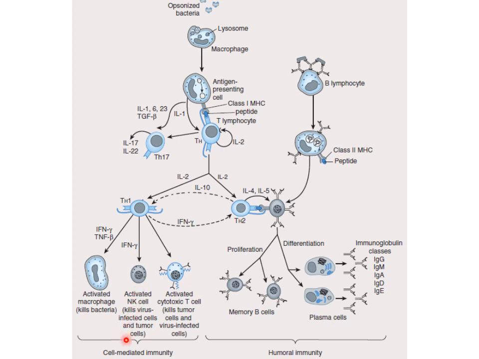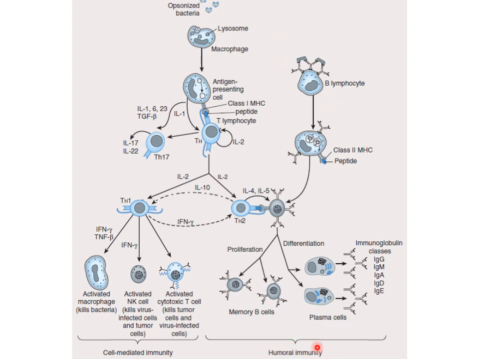Interferon gamma also activates the natural killer cell, which kills virus infected cells and tumor cells, and the TH1 cell also activates the cytotoxic T cell, which is the CD8 cell. The activated cytotoxic T cell kills the tumor cell and virus infected cell. So this is how cell-mediated immunity is induced by the exposure to antigen.